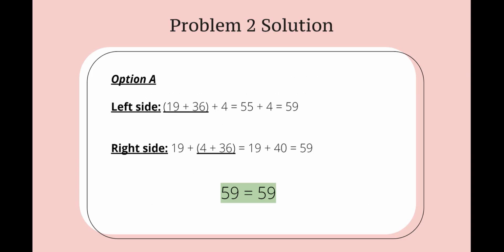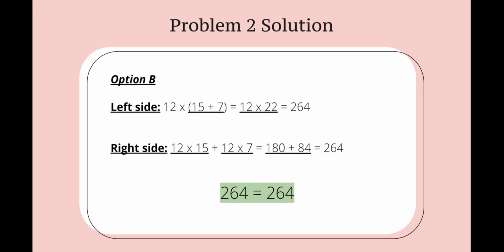First, we will look at option A. We solve the left side first. Following BODMAS, we first solve what's inside the brackets. 19 plus 36 equals 55. Then we add to get 55 plus 4 is equal to 59. On the right, we first solve what's inside the brackets. 4 plus 36 is equal to 40. Then we follow BODMAS and add 19 plus 40 is equal to 59. So both sides of the equation are 59.